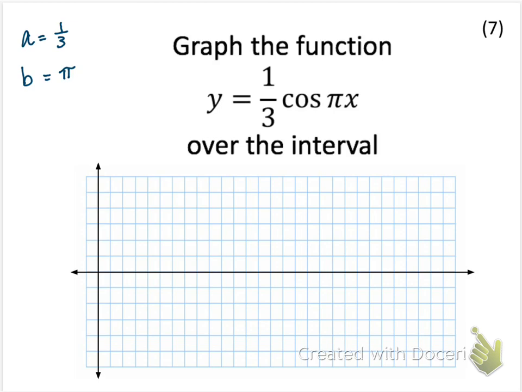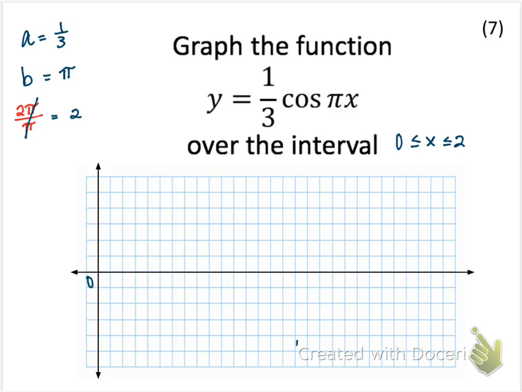So for this problem, we are going to change up the interval just a little bit. Using the period formula, we will take 2 pi divided by our B value, which is pi. Because we have a pi in the numerator and the denominator, we can cancel those out due to our rules of multiplication and division. And so our period is going to be a length of 2. So for this example, we will graph this over the interval 0 to 2. So we can change that on your worksheet.